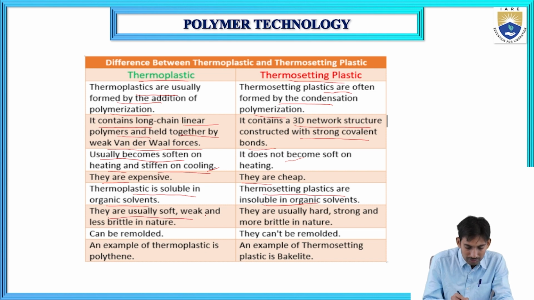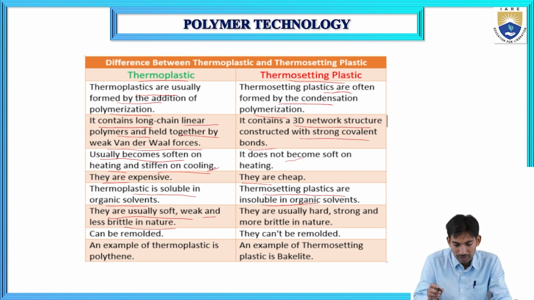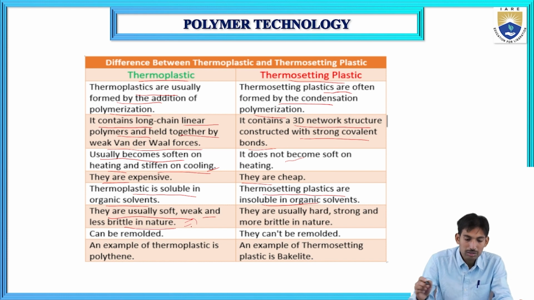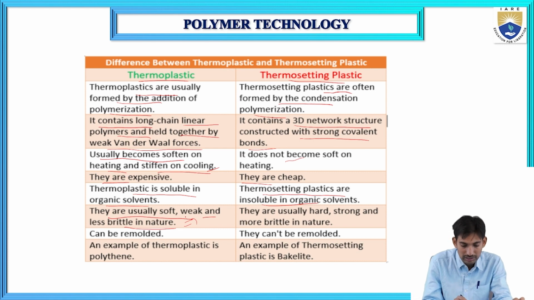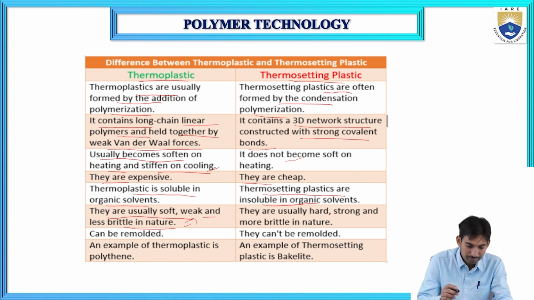The thermoplastics are usually soft, weak, and less brittle in nature. But the thermosetting plastics are usually hard, strong, and more brittle in nature. Because the thermoplastics contain weak van der Waals forces, they are usually soft, weak, and less brittle. But covalent bonds exist between the chains in thermosetting plastics, that's why they are usually hard, strong, and more brittle in nature.